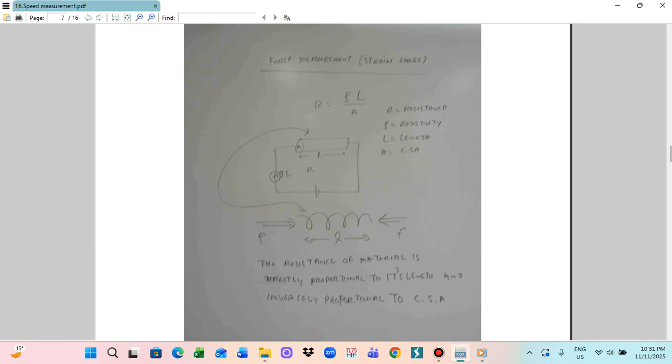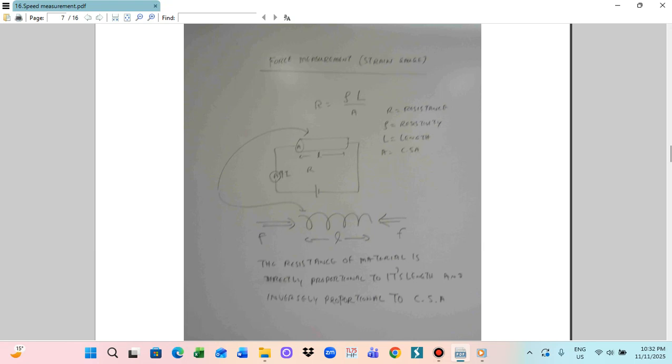For the construction principle of the strain gauge, according to R equals rho L by A, the resistance of the material is directly proportional to the length and inversely proportional to the cross-sectional area. A strain gauge is a resistive material which can be directly or indirectly attached to the surface. Depending on the strain, the resistance value changes and the current value also changes. So by measuring the current, you can determine the proportional stress.